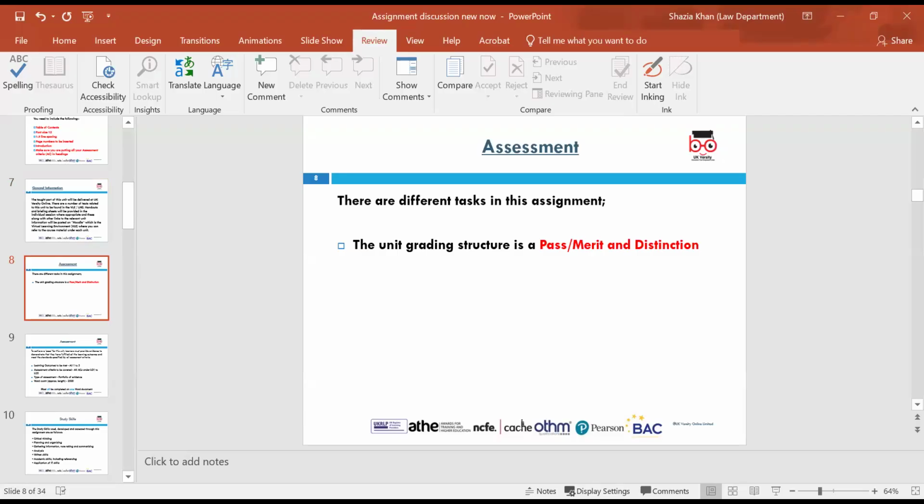When you are aiming for each of them grades, for a pass, you need to complete all the pass criteria. For a merit, you need to complete the pass and the merit criteria. For a distinction, you need to complete the pass, merit, and distinction. Do you understand? You don't just complete the pass to get a distinction. If you want to get a distinction, you need to complete all the pass criteria, the merit criteria, and distinction criteria.